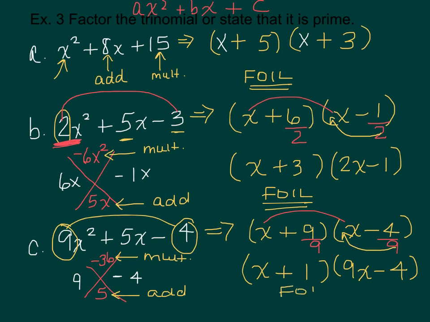I keep reminding you to FOIL because that's the way we check our answers for factoring. And then if there aren't any numbers that you can find to multiply to give you that special number, that add to give you the middle one, then that's when it's prime. And that's our lesson on FOILing, or excuse me, factoring.